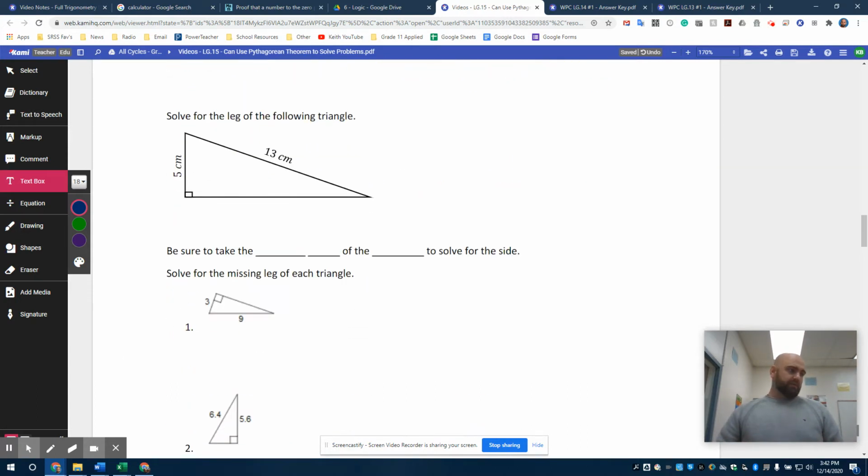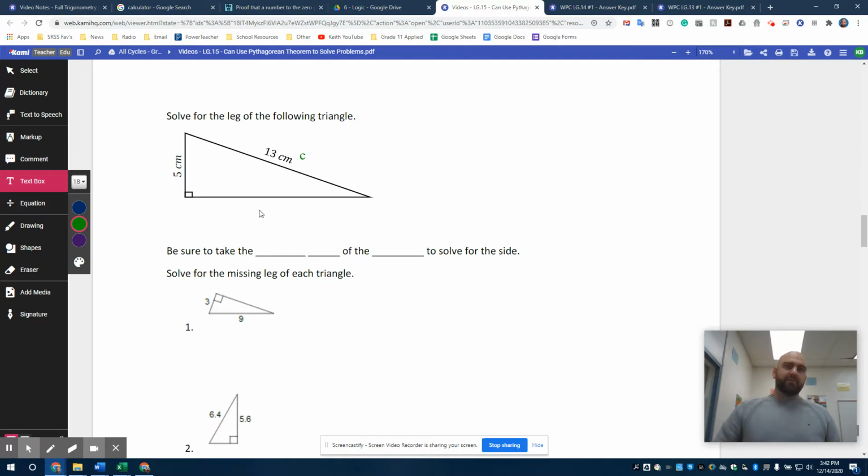So let's do a little bit of an example here. Here we have a right angle triangle. The hypotenuse is 13 centimeters and this leg is 5 centimeters. You may recognize this one from the previous lesson, where we had 5 and 12 and it equaled 13. So now this side should equal 12. Let's go through how we know that for sure.